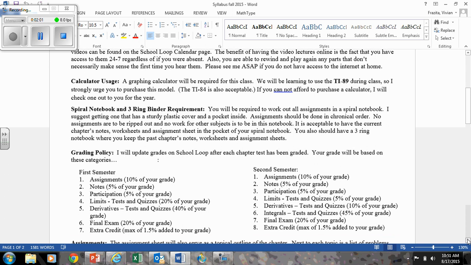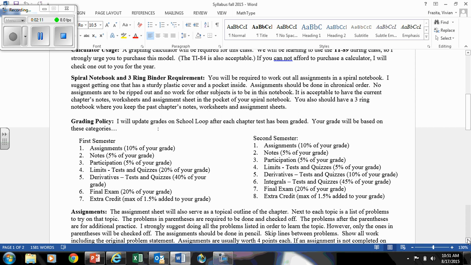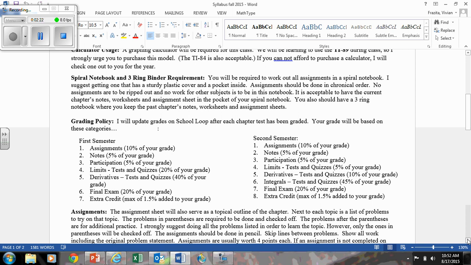For this class, you would need a spiral notebook and a 3-ring binder. So I'd like you to do all of your assignments in the spiral notebook. Nothing should ever be ripped out. Keep everything in there nice and neat, in order, organized. So when I come around to check off your assignments, I won't actually take your spiral notebook from you. I'll just kind of flip through it and see that you've done it and stamp your assignment sheet.